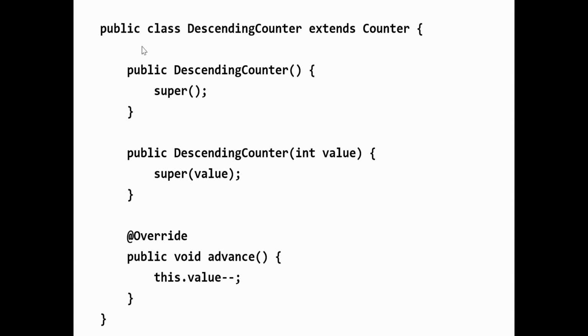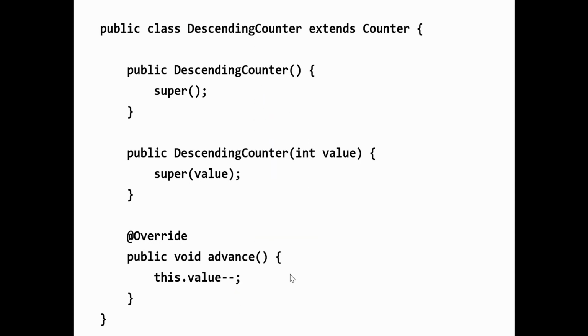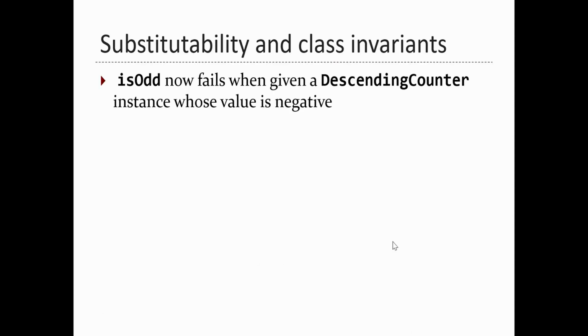Again, there's no field here, because the value of the counter belongs to the superclass. You can easily implement the constructors. You can easily override advance. You just decrease the value by 1 every time. When it hits integer min value, it wraps around to integer max value. And you're done. Easy peasy. The compiler looks at this and doesn't care, because the compiler doesn't know anything about contracts for methods. All it cares about is Java.